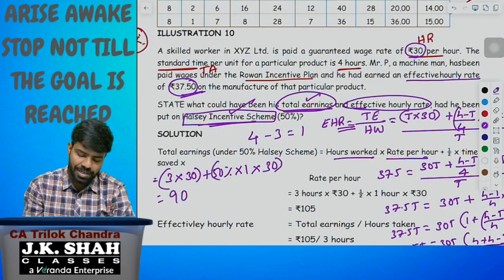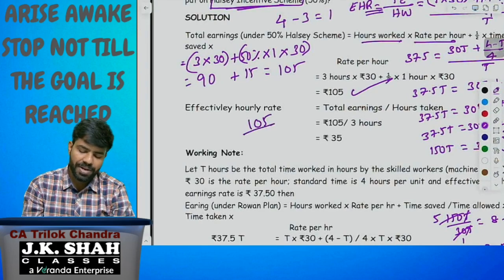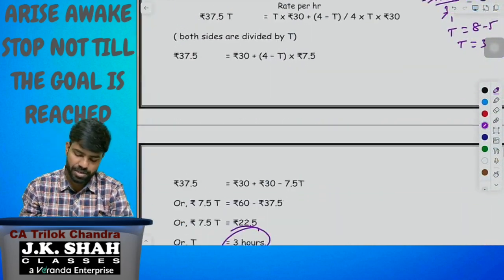50% of time saved into hourly rate 30. So that equals 90 plus 0.5 into 30, which is 15, which equals 105. That is what they are getting here. Effective hourly rate is 105 divided by time taken, 3 hours, which is 35. This is the answer for that question. Okay, next.